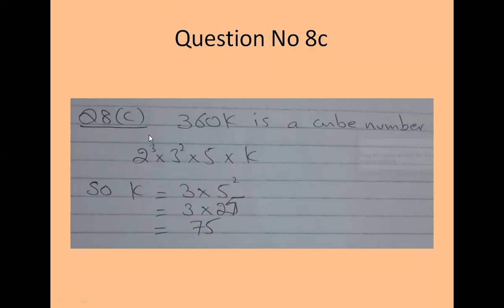You see here 2 is raised to power 3, that is good for being a cube number. It is 3 square, so it should have another 3, so it becomes 3 raised to power 3. This is 5 raised to power 1, so k should have 5 square, so that this 5 will become 5 raised to power 3. So k is 3 into 5 square, so it will be 3 into 25, and that will be 75. So this is how you do question number 8, and it's the C part.